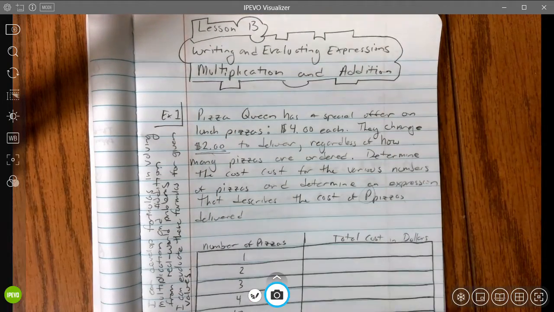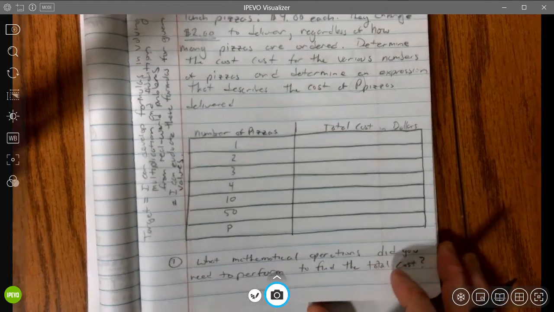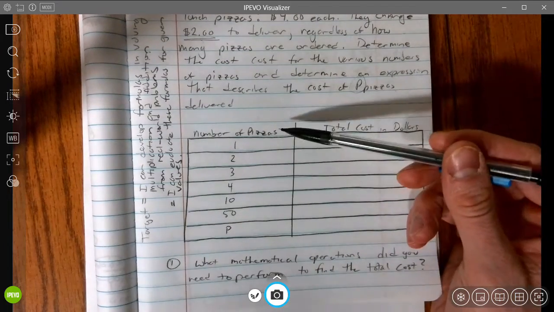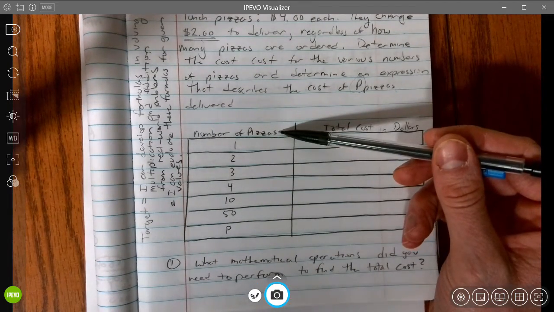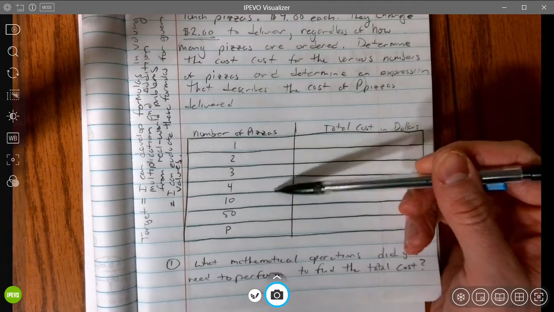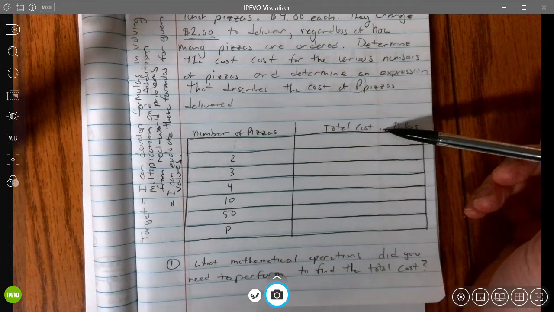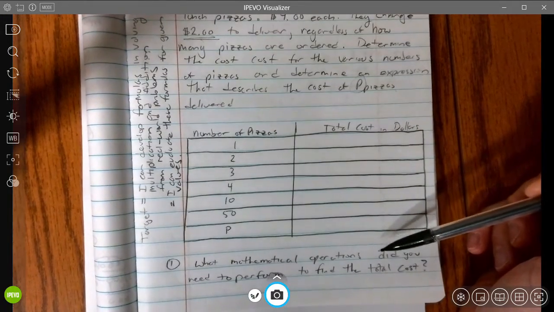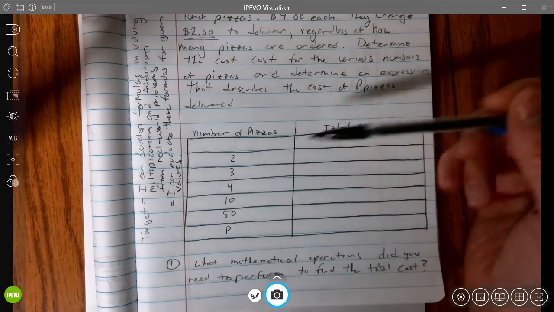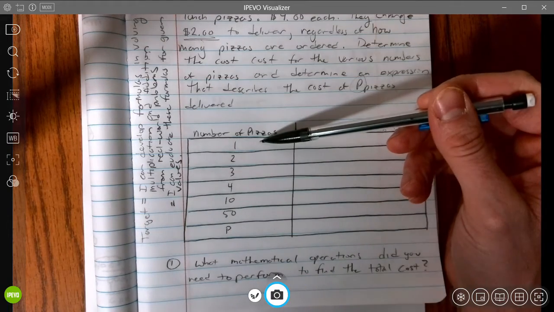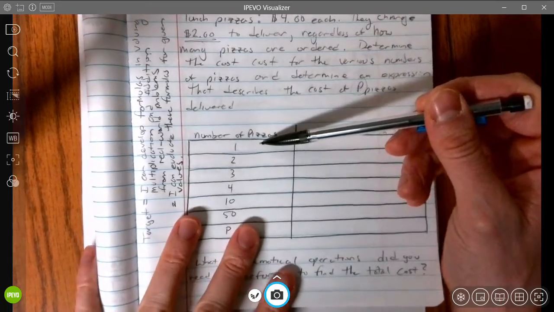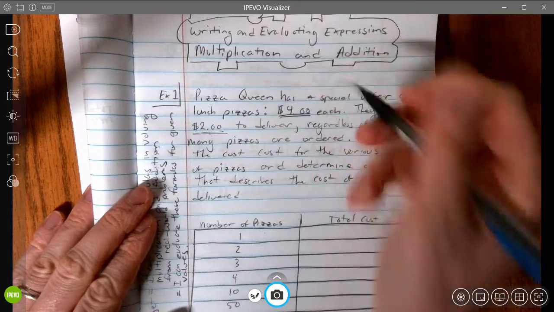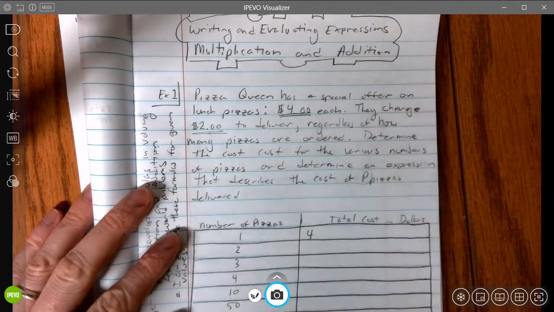The first thing we're going to do, just like we've done the last couple of days, is fill out this table. I have 2 columns: the column on the left is the number of pizzas that we ordered, and the column on the right is the total cost in dollars. So, how much would it cost if I ordered 1 pizza? Well, 1 pizza costs $4, right?